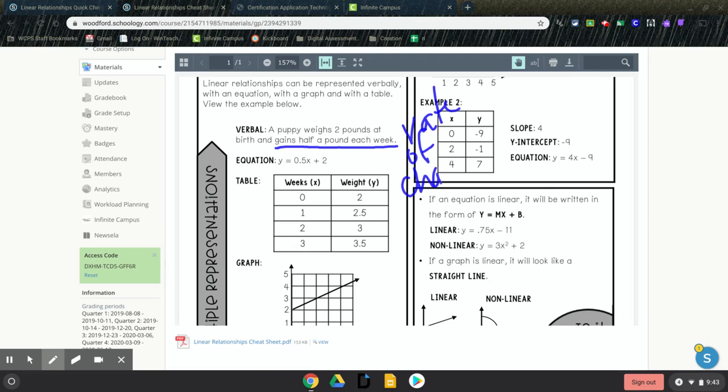That's how quickly the puppy's weight changes. So that's our slope, because slope is rate of change. So every week it'll gain half a pound. Where did it start? At 2 pounds. And that's your y-intercept, because that's where the line starts. So each week here, which is your x, the puppy started here when it was born at 2, and then every week it gained half a pound. When you graph it, start at 2 pounds, go up 1 over 2, because that's a slope of half, half a pound. Up 1 over 2, half a pound every week.